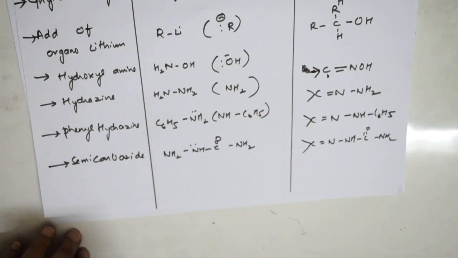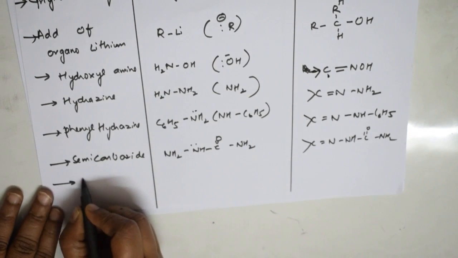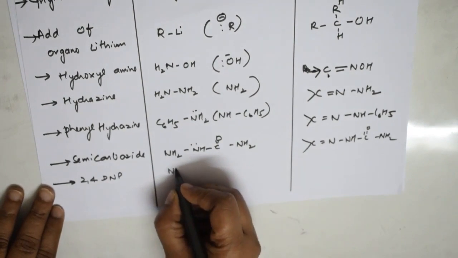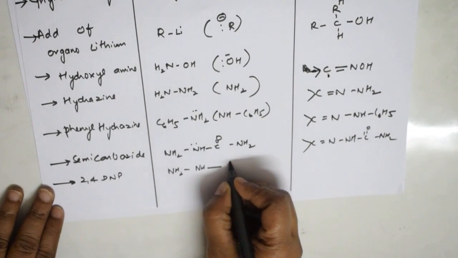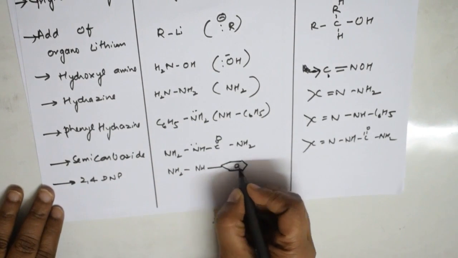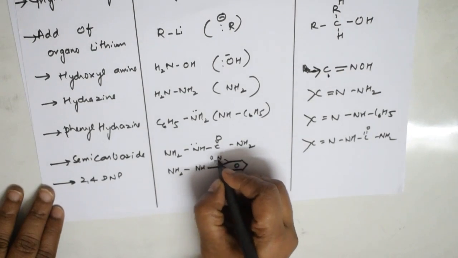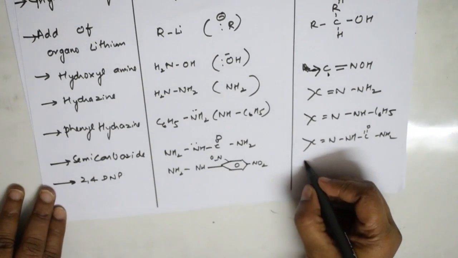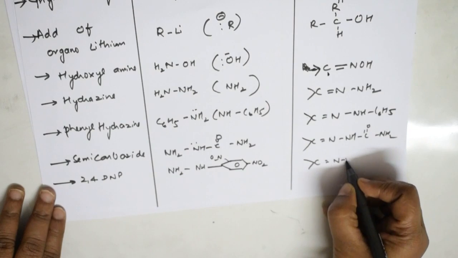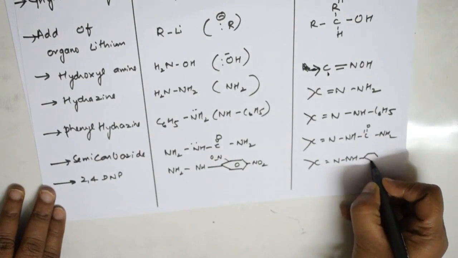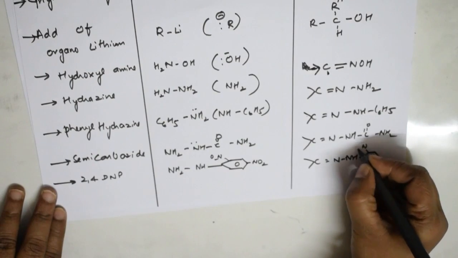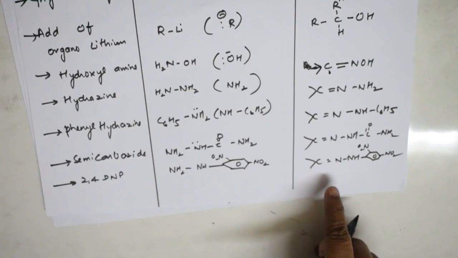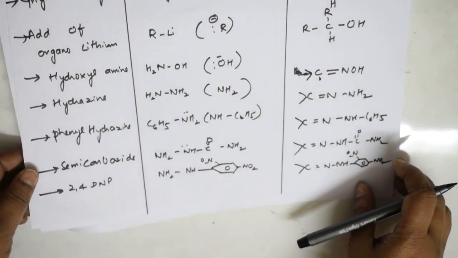The next we have 2,4-DNP. So I'll be adding 2,4-DNP to the carbonyl group. What is 2,4-DNP? It's nothing but NH2NH, and you have the benzene ring, add one nitro group at the 2 position, and at the 4th position one more nitro group. What product do you get? You will be getting a compound something like this. Again NO2, 2nd position NO2. What is this called? This is called 2,4-dinitrophenylhydrazone.